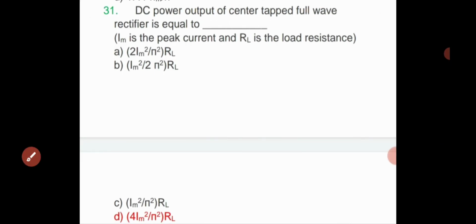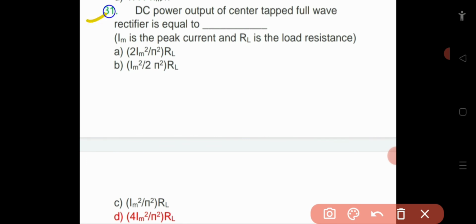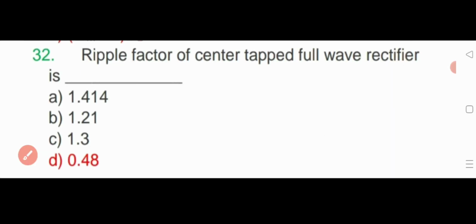Question. DC power output of center tap full wave rectifier is equal to option A 2 IM square upon pi square into RL, option B IM square upon 2 pi square into RL, option C IM square upon pi square into RL, option D 4 IM square by pi square into RL. Then the answer is 4 IM square upon pi square into RL.